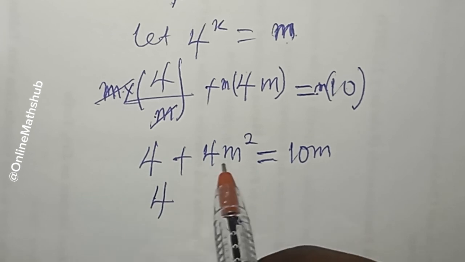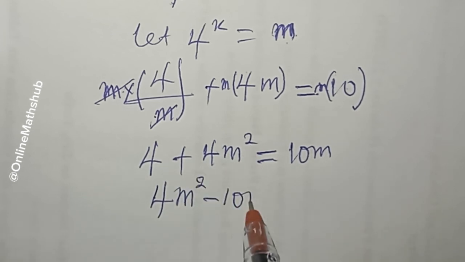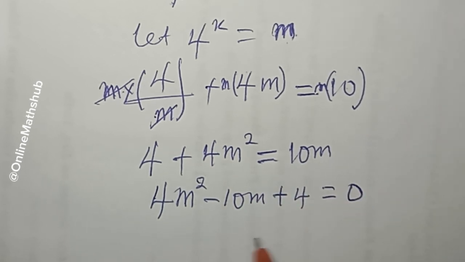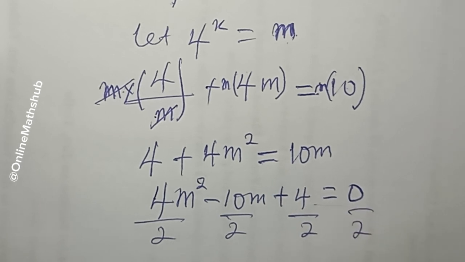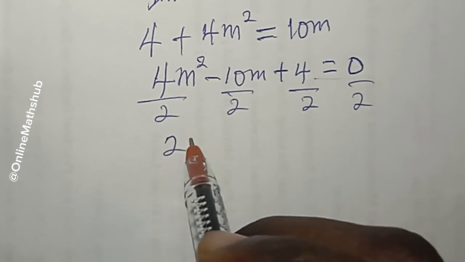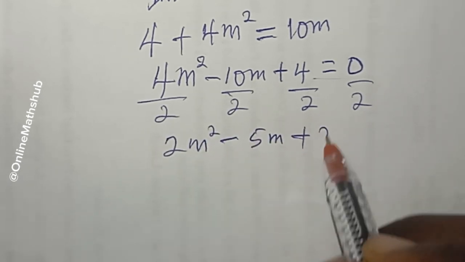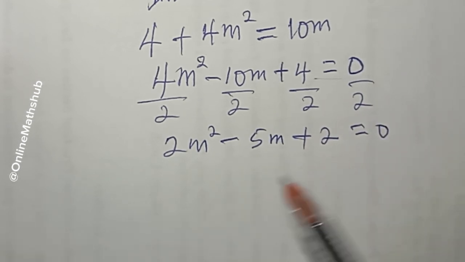I'm going to have, let me write this first, 4m squared minus 10m plus 4 is equal to 0. Then I'm going to reduce the values. Since all of them are divisible by 2, I can divide through by 2. If I do that, this changes to 2m squared minus 5m plus 2 is equal to 0. So this is a quadratic equation.